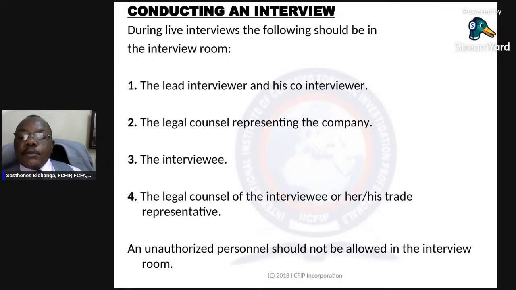You are also supposed to have your witness, who is your co-interviewer, so that in the case of any framing against you, you can have someone to say, no, I was there, it did not happen like that. And the presence of all these people in the room will be like a deterrent against any mischief from the interviewee, for example.